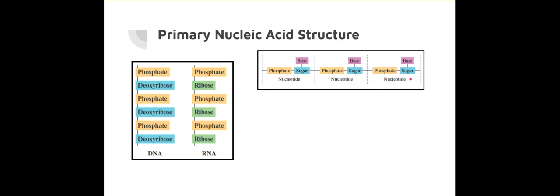So like we said, RNA and DNA are made up of this sequence of nucleotides. So we're going to have a nucleotide with a phosphate, sugar, and base attached to another nucleotide with a phosphate, sugar, and base, to another one, so forth and so on. This is a polymer of nucleotides. In DNA, the sugars are going to be deoxyribose, and in RNA, the sugars are going to be riboses.